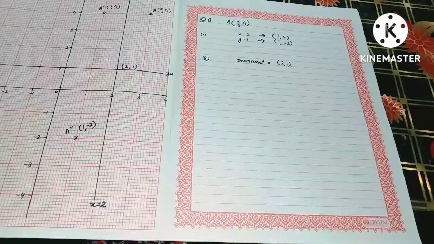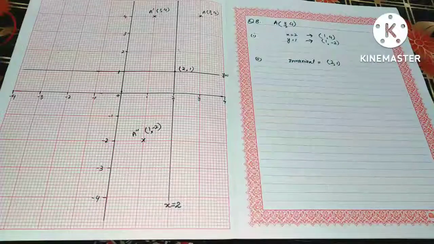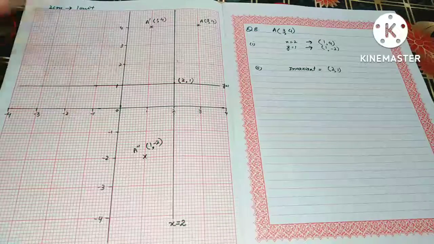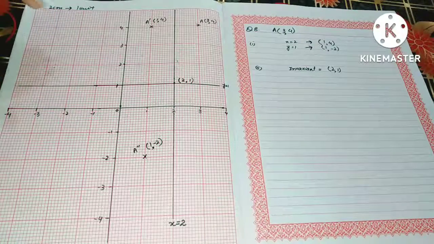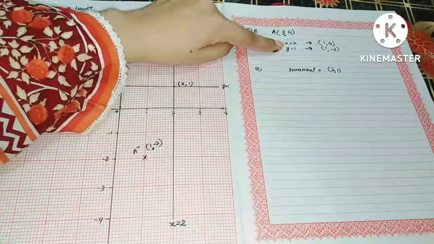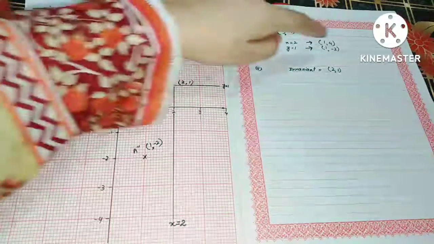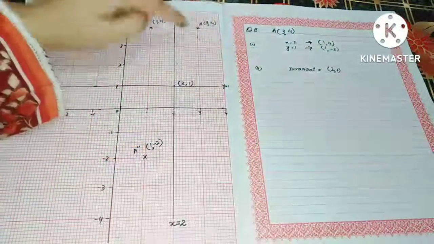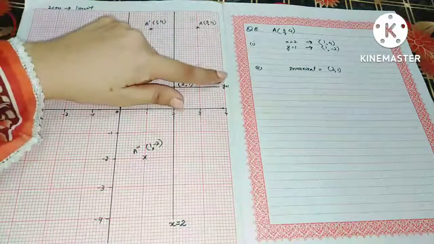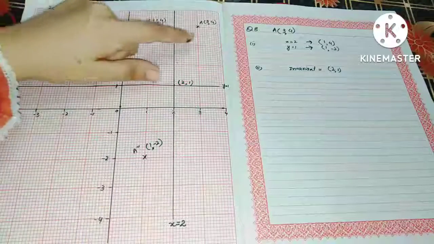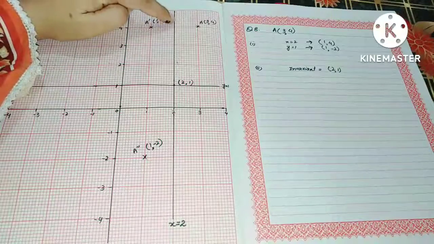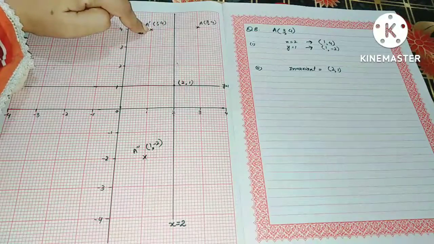Okay, students, let's revise what we have done in this question. The point is given to you. First you have to reflect this point in the line x is equal to 2, and then whatever you get, you have to reflect in the line y is equal to 1. So first you plotted the original point, which is 3, 4, and then you drew the two lines y is equal to 1 and x is equal to 2. You count the distance of the point from the line and go the same distance on the other side of the line. So you will get 1, 4.